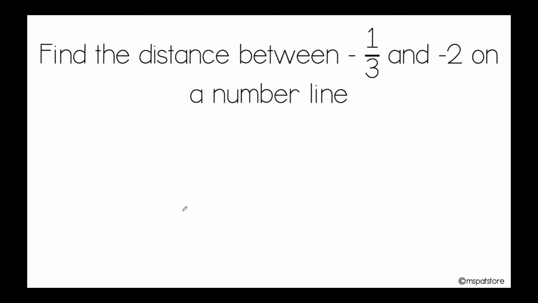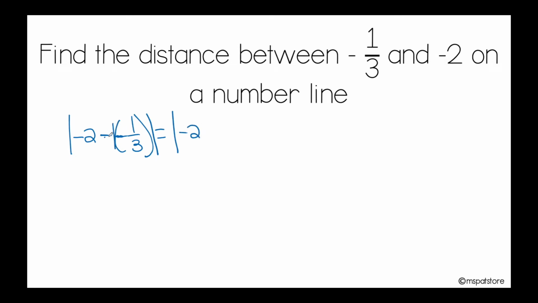You're going to find the distance between negative 1/3 and negative 2 on a number line. As you need to find the absolute value of the difference, I am going to be using the absolute value bars. So it will be absolute value of negative 2 minus negative 1/3. You might wonder, why do you put negative 2 first? Because that's the absolute value that is the greatest one, okay? So it will be absolute value, again, of negative 2.